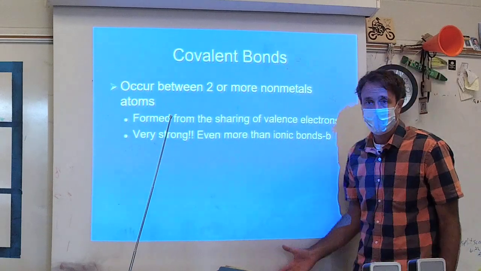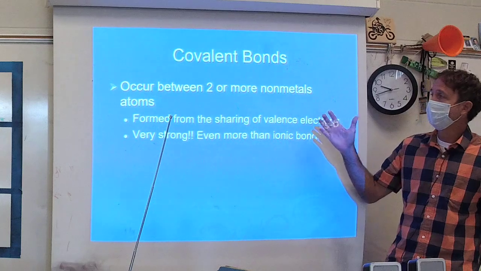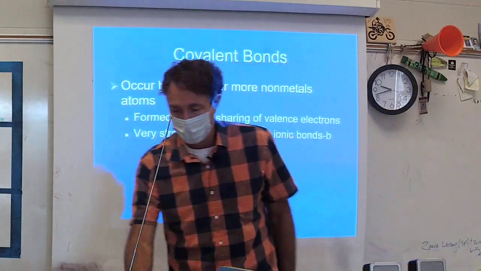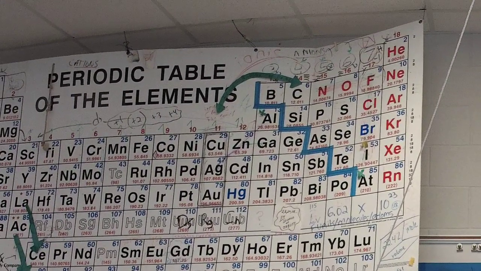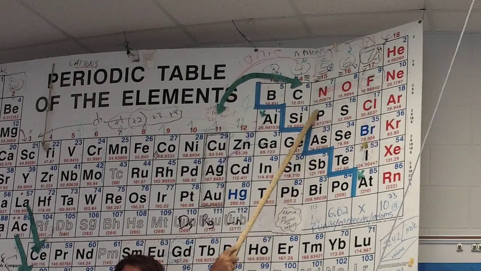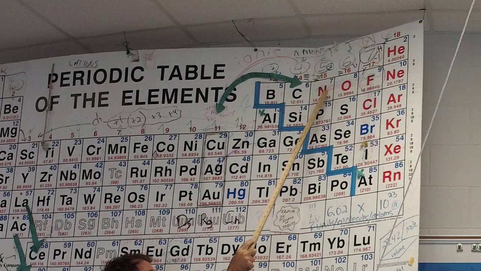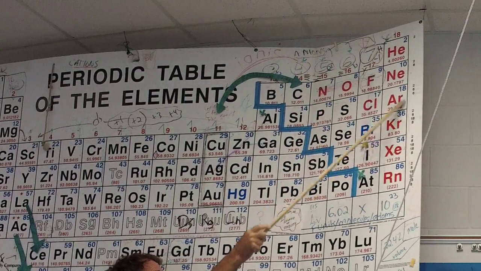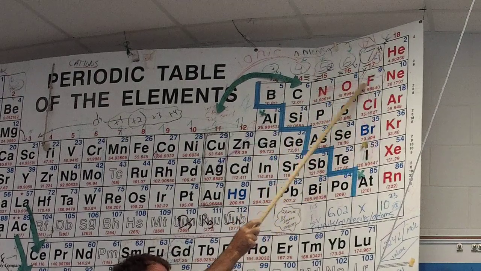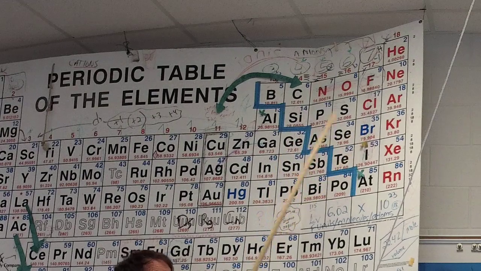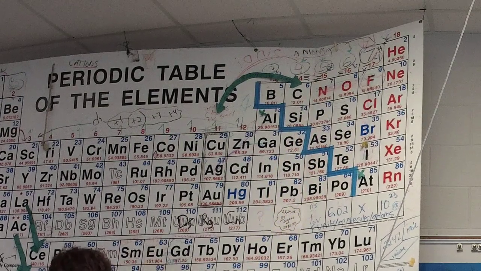Covalent bonds occur between two or more nonmetals, okay? So if we're looking up here on the periodic table, covalent bonds occur between these guys. If you're sticking nitrogen and oxygen and carbon together and you're making a molecule, these things form what we call molecules. If you're making a molecule out of these atoms, then that's covalently bonded.